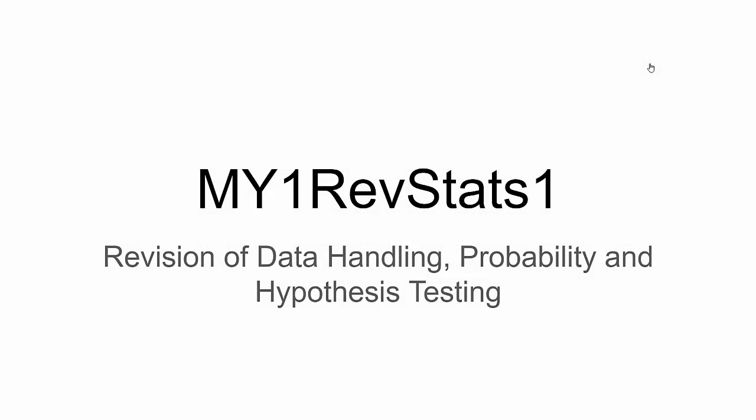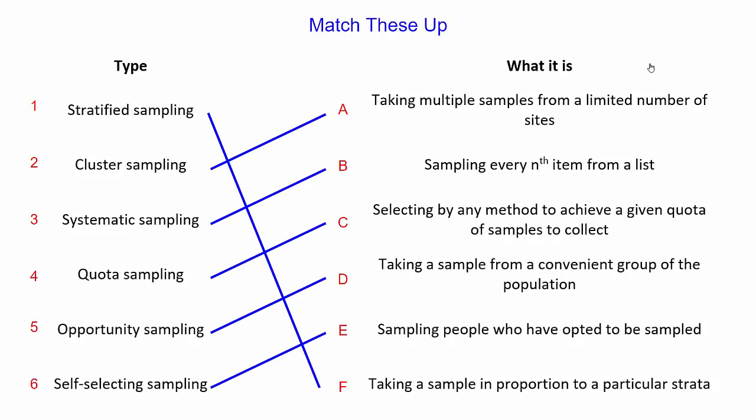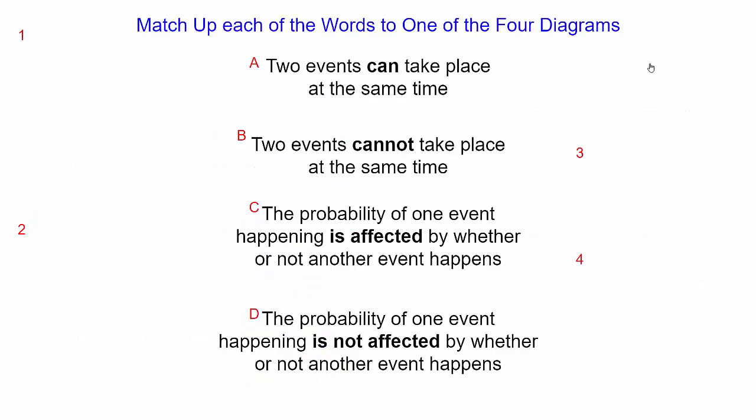So this first part of the lesson is revision of all those things relating to statistics. So task number 1, please can you match these up? You'll be fine to just write down 1A, 2B and so on. So your answers for those are these ones here. 1 matches with F, and then you've got 2 with A, 3 with B, 4 with C, 5 with D and 6 with E. There you go there.